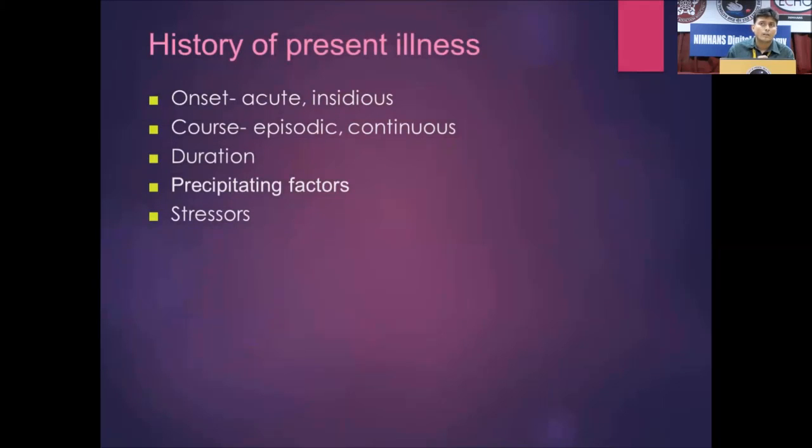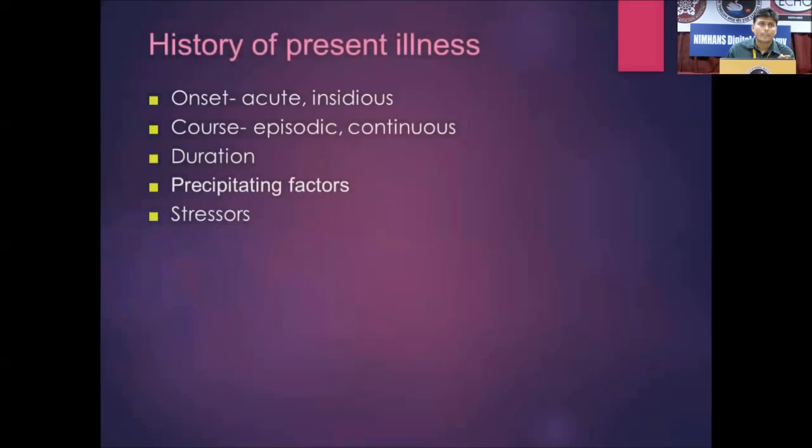Then coming to history of present illness. Here you need to document what is the onset of symptoms and what is the course this illness has been following over a period of time. What is the duration of these symptoms? Are there any precipitating factors? And are there any current stressors in the patient's life?